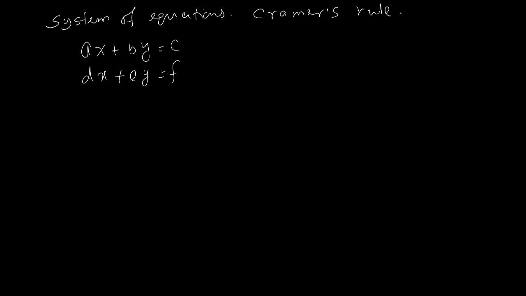Today I'm going to show how to solve a system of equations using Cramer's rule. Let me talk about the rule. Suppose I have a system of equations ax plus by equals c and dx plus ey equals f. First, I'm writing the determinant for the coefficients from the left side, a, b, d, e, which is ae minus bd.